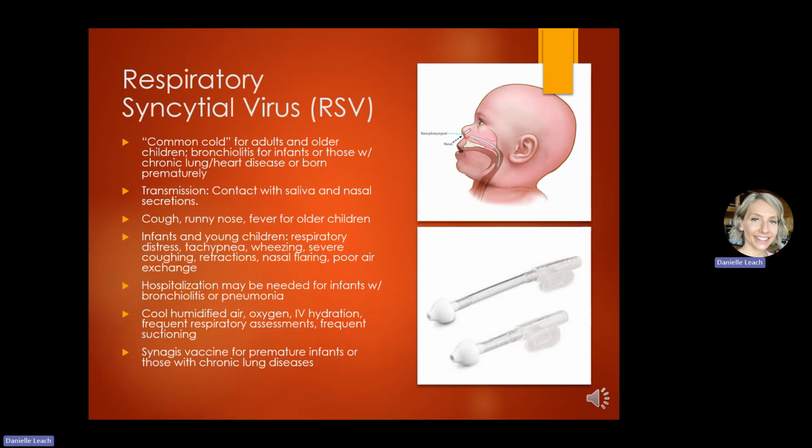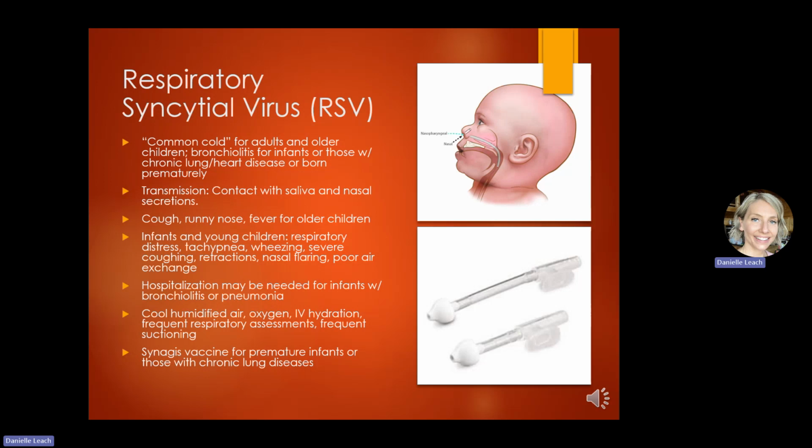At home, they can use a cool mist humidifier. Inpatient, we may have them on oxygen. We may have them on IV hydration because they may be breathing so quickly that it's not safe for them to eat. Doing frequent respiratory assessments, like every 2 to 3 hours, and frequent suctioning with these little nasal suctioning devices that's pictured here on the bottom, or through deep suctioning, which is the picture on the top. So frequently, these babies and young children cannot clear their own airway because they simply don't know how to blow their nose yet. So we have to do it for them.